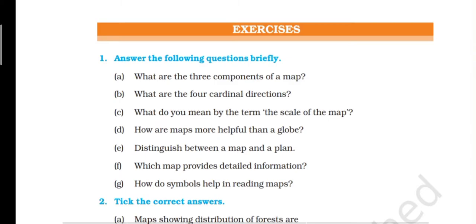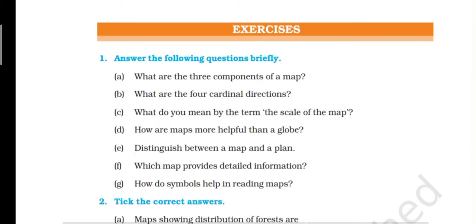Now question number C is, what do you mean by the term the scale of the map? Here where you have underlined the definition of a scale, you are going to write that only. The scale of a map is the ratio between the actual distance on the ground and the distance shown on the map. This is the definition of the scale of a map.